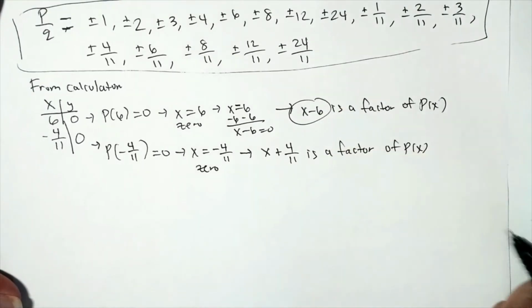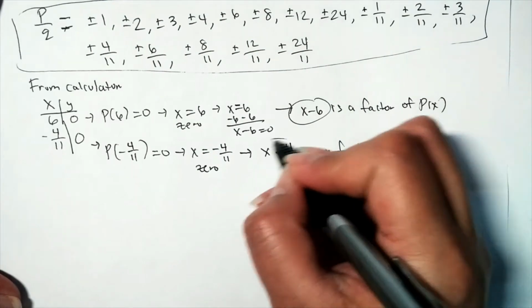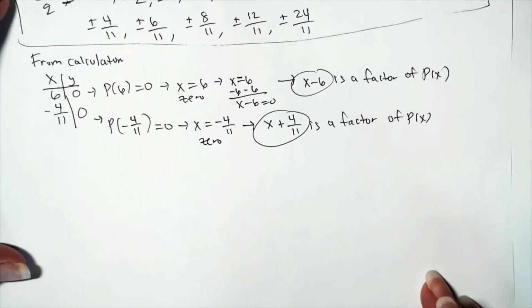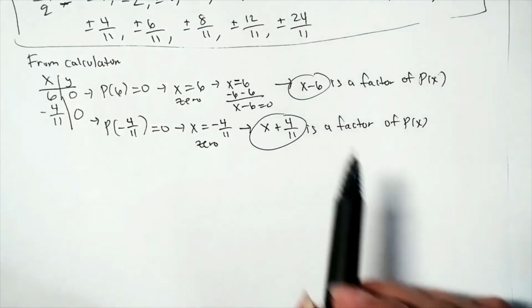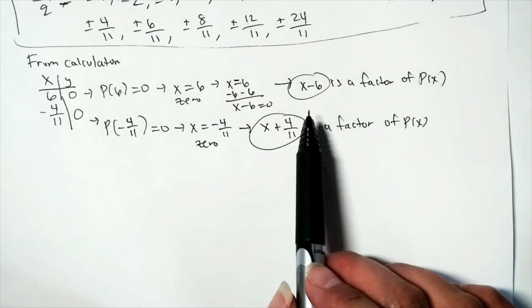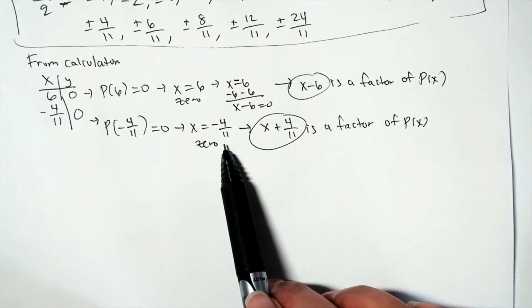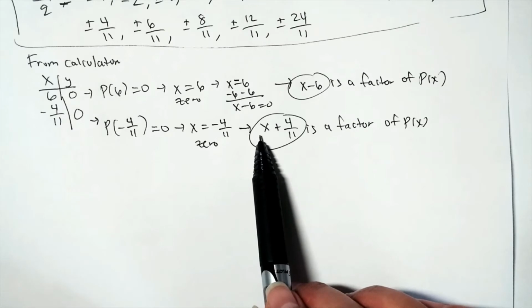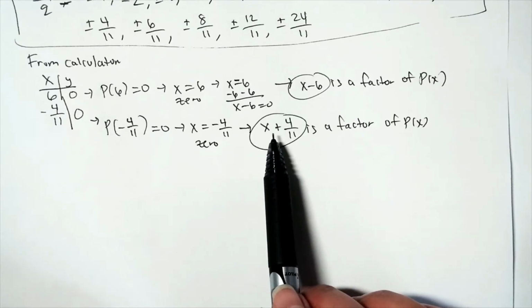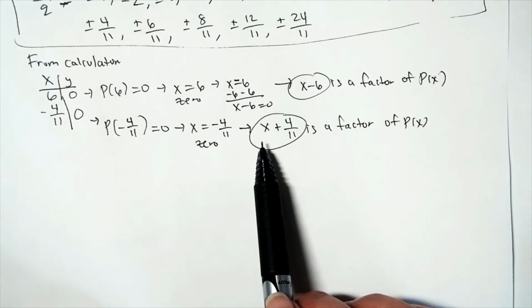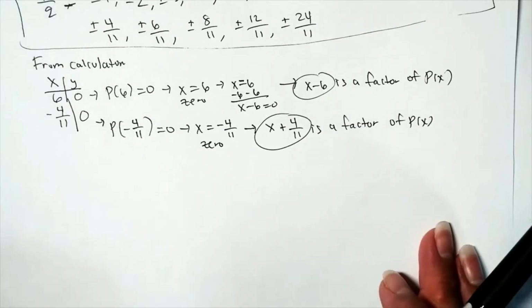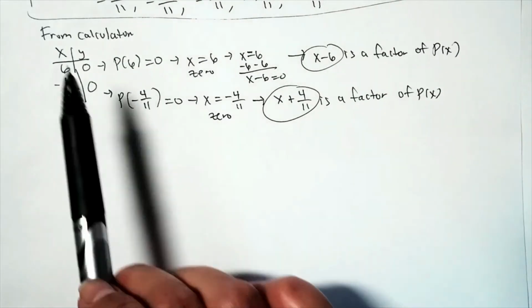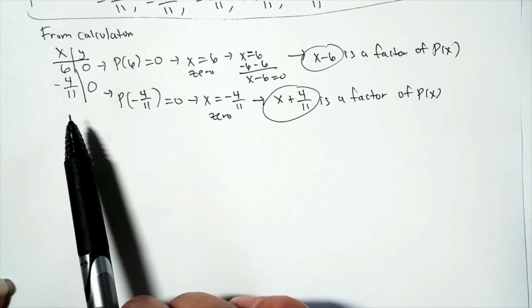So we have that x minus 6 is a factor of p of x, and x plus 4/11 should also be a factor of p of x. We know that they're factors because 6 and -4/11 are zeros. But we want to confirm it again, not because we don't trust our math, but that's the only way we're going to find the additional zeros. The degree is 4, we have 2 rational zeros. Let's go ahead and find the remaining zeros.